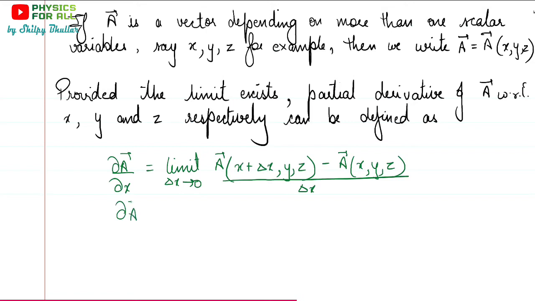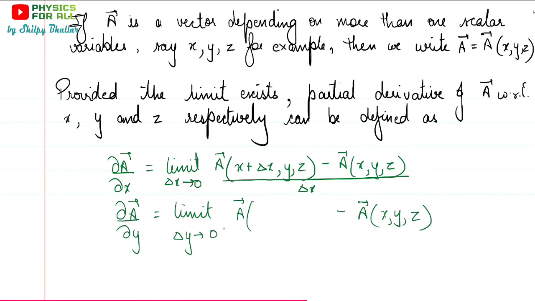So what would be curly A by curly y? Now x and z, we are not touching them, we are not thinking about how they are changing. We are only concerned with y here. The change in y should be really small, so delta y tends to 0. Here the thing is the same, because we always subtract the original state, so this is the original condition, and now we are studying the change in y, so in the denominator there will be delta y. Now x as it is, but y plus delta y, and z as it is.